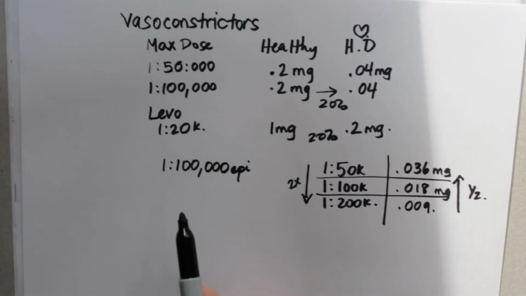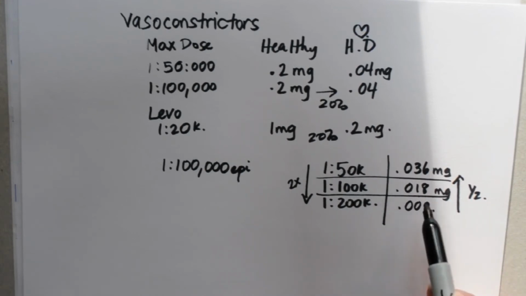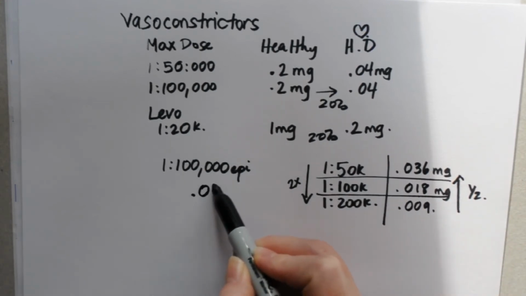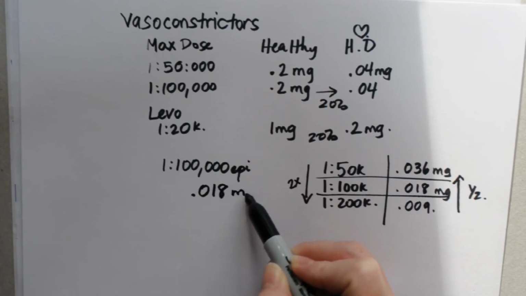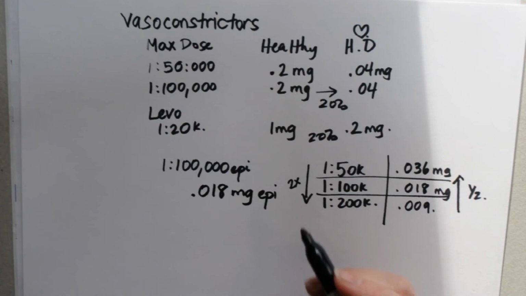So let's take a look at how much then is in one carp. We have 1 to 100,000 as our concentration, so there's 0.018 milligrams of epi in a 1.8 milliliter carp.